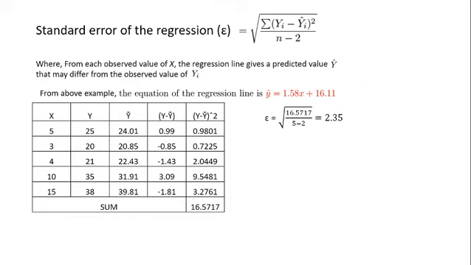From the previous example, the regression equation is y cap equal to 1.58x plus 16.11. Here the constant b value is 16.11 and the slope m is 1.58. Now we can easily calculate the value of (y minus y cap) whole square according to this table. The summation of all the values is 16.5717, and by putting the value in the formula we find epsilon, which is 2.35, the standard error of regression.